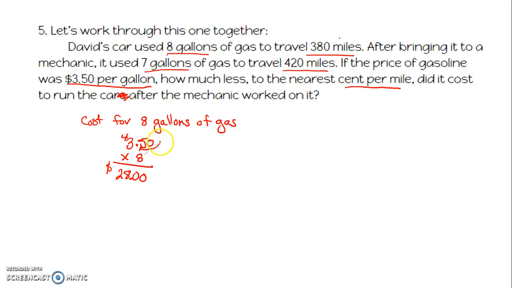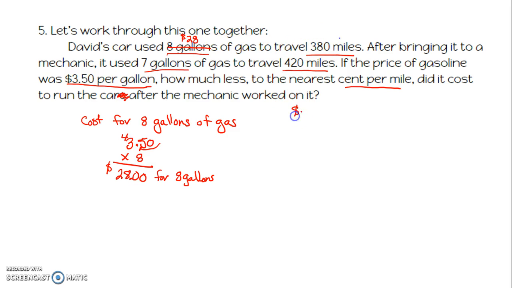And of course, if this decimal moves over 2 places in the final answer, it moves over 2 places. But I like to do my decimal placement through estimation. So it's $28 for 8 gallons. But I care how many cents per mile. So if I know it's $28 for 8 gallons, I know it costs $28 of gas to travel 380 miles.